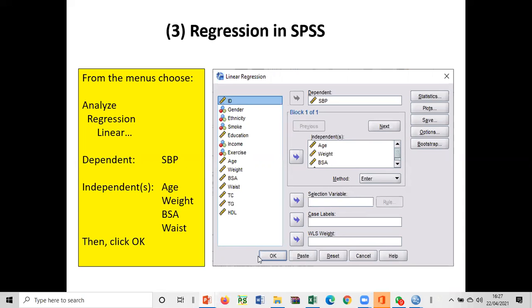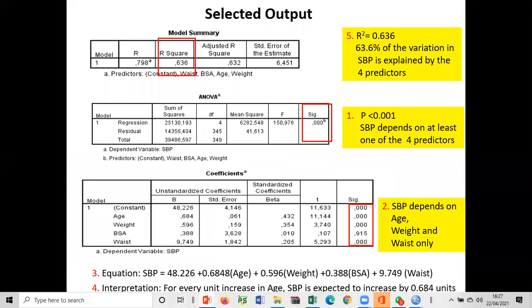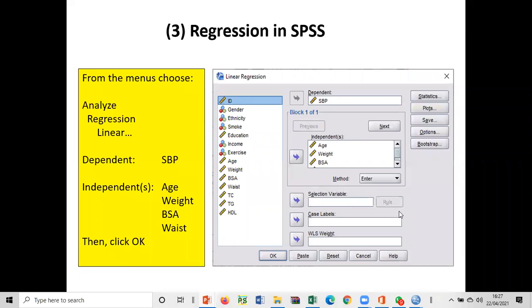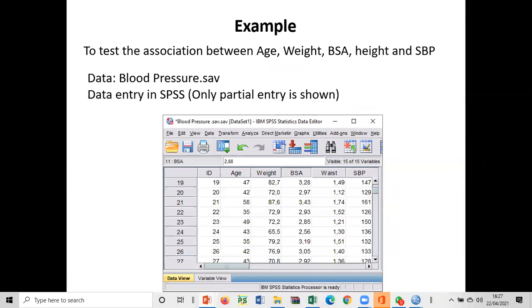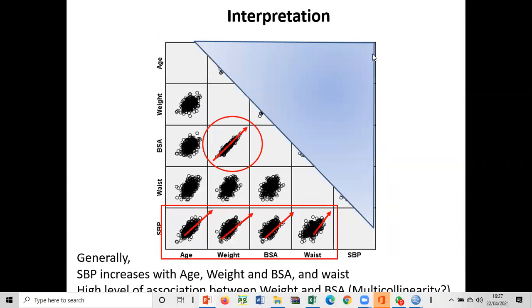Okay, just this and click OK. Which table do you look at first? ANOVA. Okay, what's the p value in ANOVA? What's the objective? Before that, what's the objective? To say SBP depends on age, weight, BSA, and waist circumference. Right.